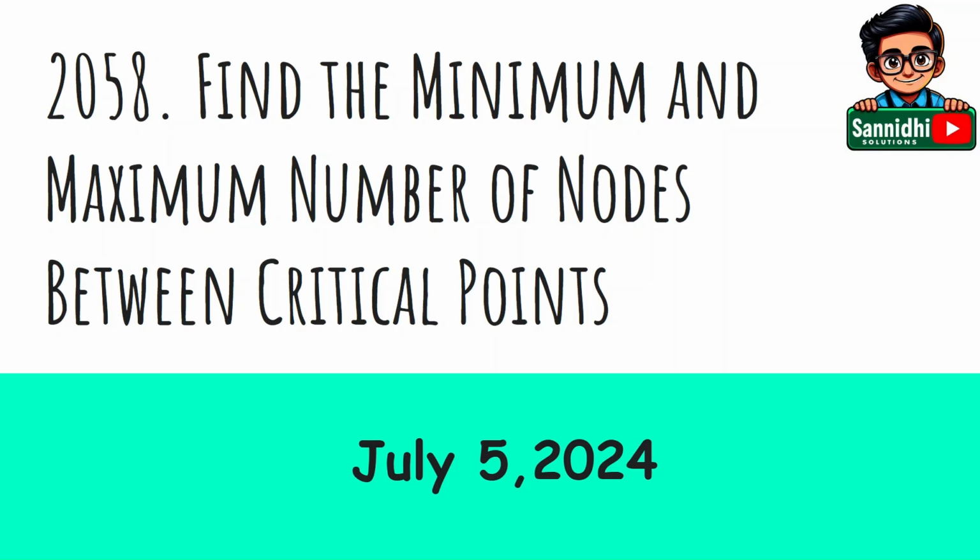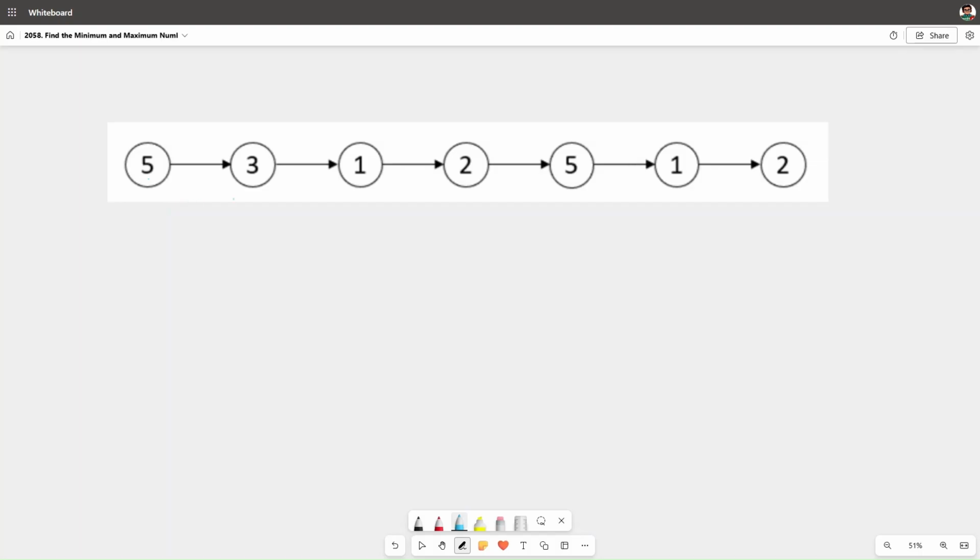Hi everyone, welcome. Today we will discuss a problem in linked list to find the minimum and maximum number of nodes between critical points. So we will discuss what exactly the critical point is and how we can calculate the distance between the minimum and maximum number of nodes between two critical points. So let's discuss more with the example. We walk through this particular example to understand the critical points.